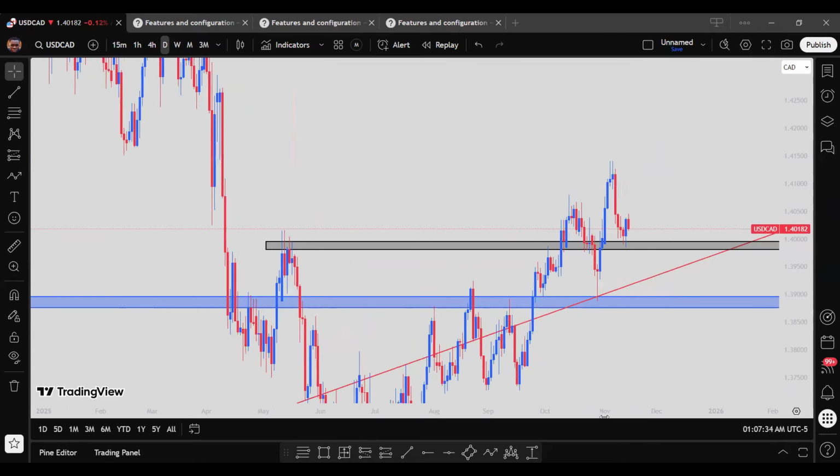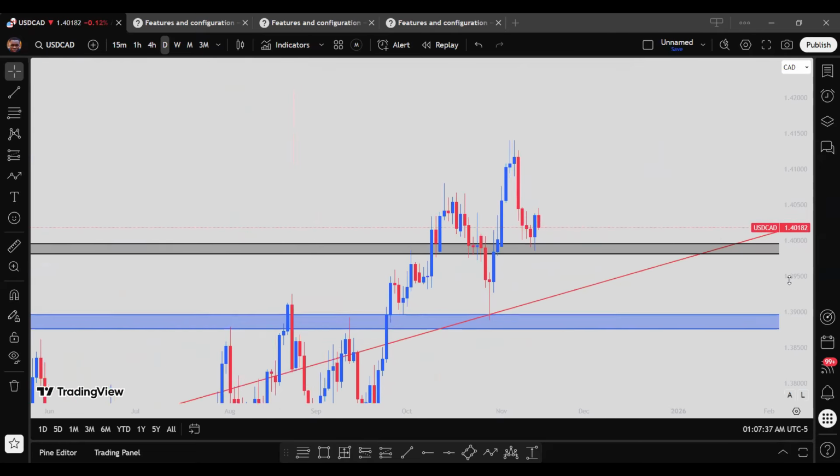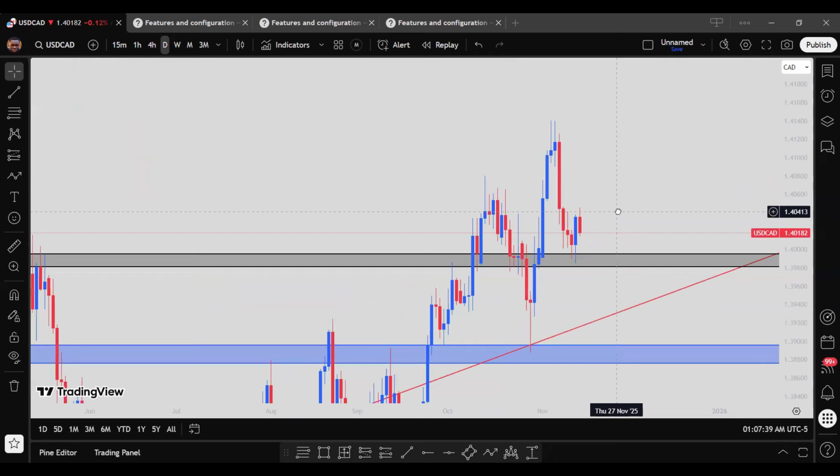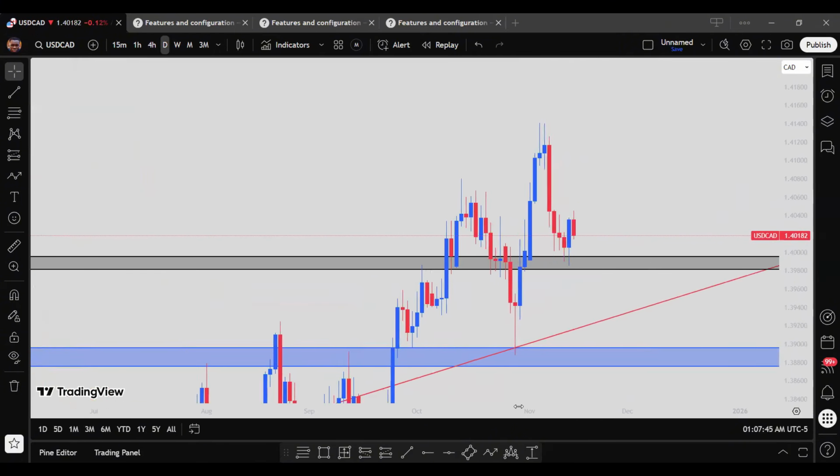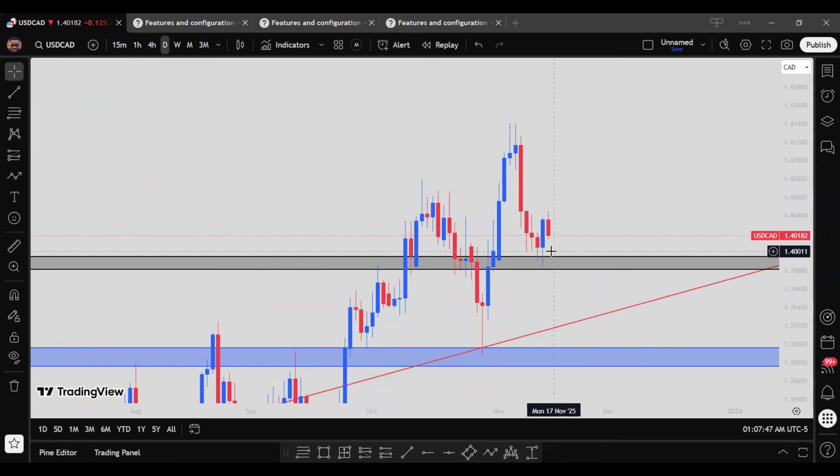As long as the DXY still continues pushing back to the upside, all these USD based pairs will still continue moving with DXY. So just like what I'm saying, if price got into this zone, it's likely that we continue seeing a further movement to the upside from here.